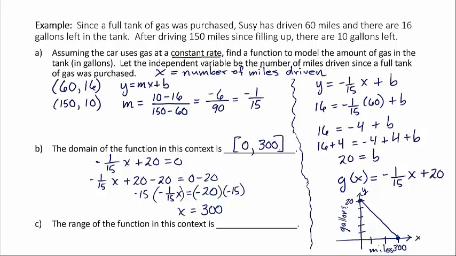All right, and the range of this function in context would be 0 to 20, right? And 20 is the number of gallons. So essentially, we're saying we've got a 20-gallon tank, right? And we can drive 300 miles on that tank of gas.